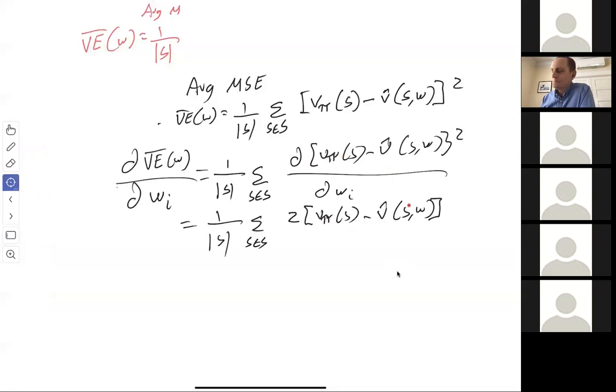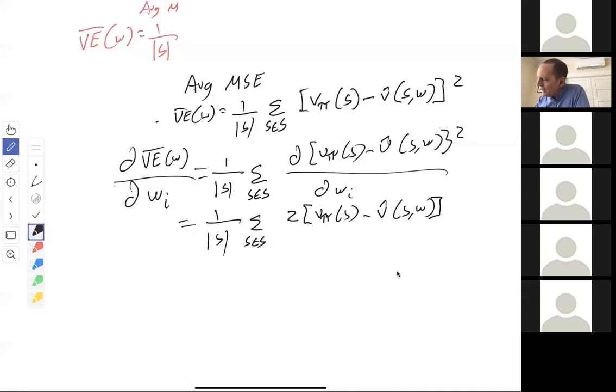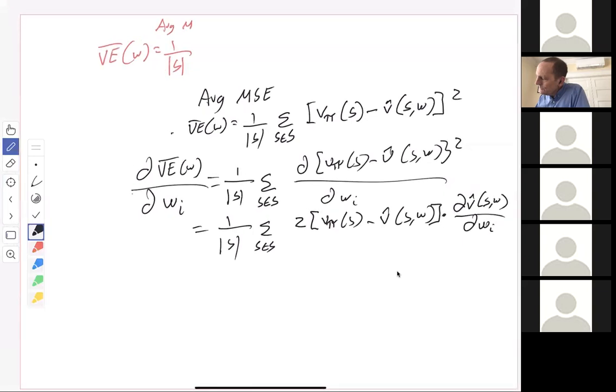So then it would only be a function of the second part because the first part doesn't depend on W? Exactly. The first part doesn't depend on W, so that's going to be 0. And so it's just the derivative of the second part. Right? So we'll multiply by the partial derivative of V hat of S, W divided by W sub I. Wouldn't it also be negative? Yes, it would. Thank you.